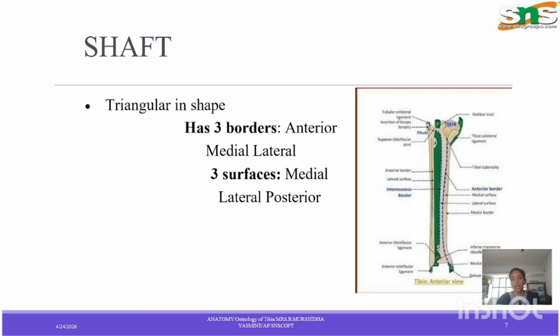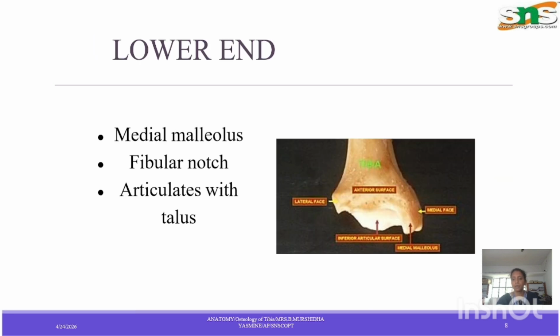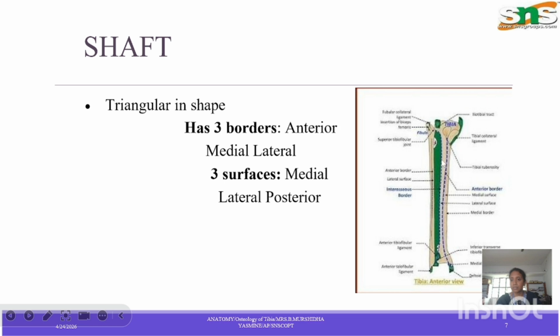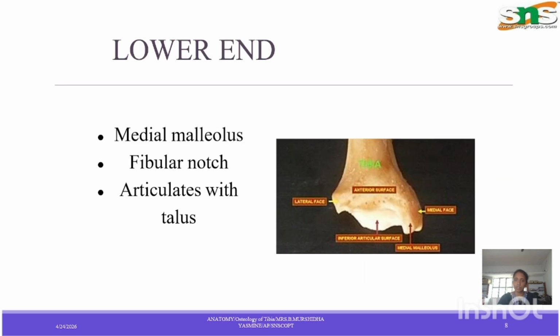Shaft: it is somewhat triangular in shape, not exactly triangular. And it has three borders. Here, this is the shaft: the anterior border, the medial border, the lateral border, and three surfaces: the medial surface, the lateral surface, and posteriorly there will be the posterior surface. Interosseous border. The interosseous border is the border which has connectivity with the interosseous membrane. So this is the shaft and its structure.